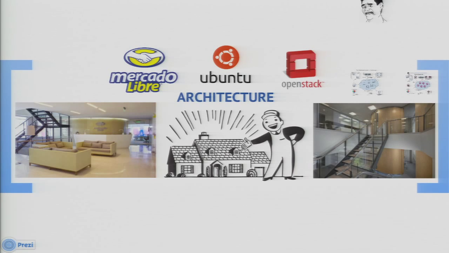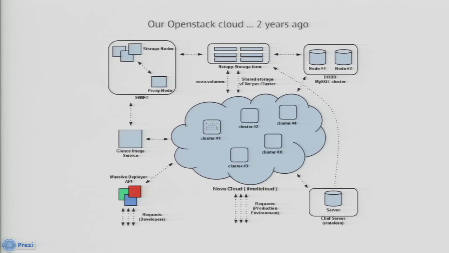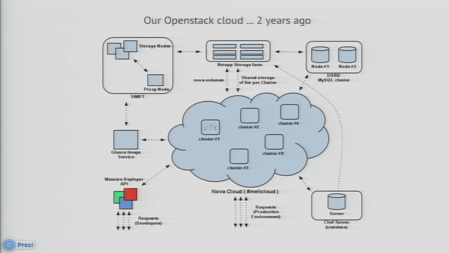Okay, I want to talk a little bit about how the architecture is composed. I think many guys are curious about how everything is set up. That's our first version of the cloud that was running actually on Cactus. We are using OpenStack since the Bexar release. The first production environment was in Cactus about a year plus, almost 2 years ago.